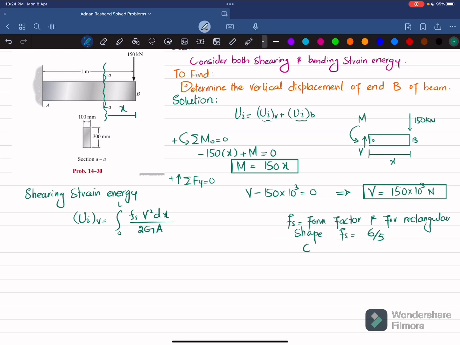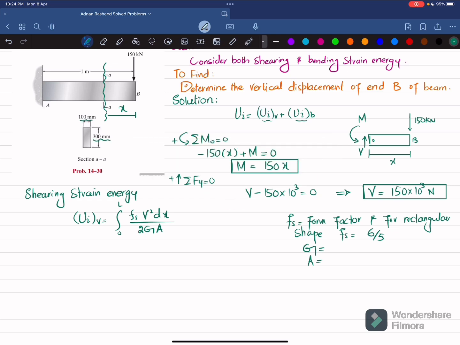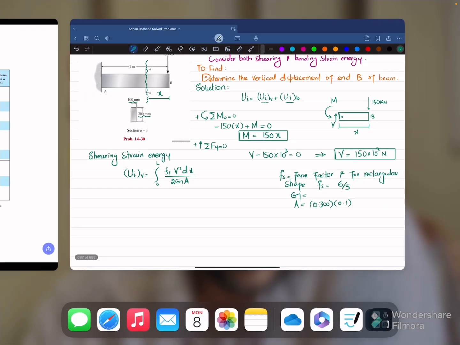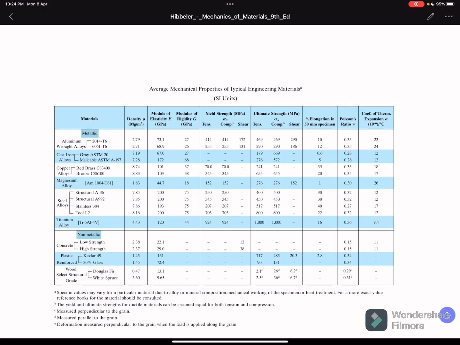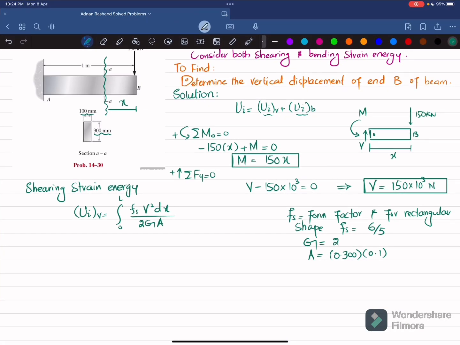And what about G? G is the modulus of rigidity. We'll find it from the property table, and A is the area. You can see the height is 300 and width is 100. So 300 in meter is 0.300 and width is 0.1. So this will be the area. Okay. Now for G we'll go to the property table, and you can see here that this is the property table, and we have 6061-T6, and G is 26 gigapascal. So we'll write the value 26 into 10 to the power 9 Pascal.